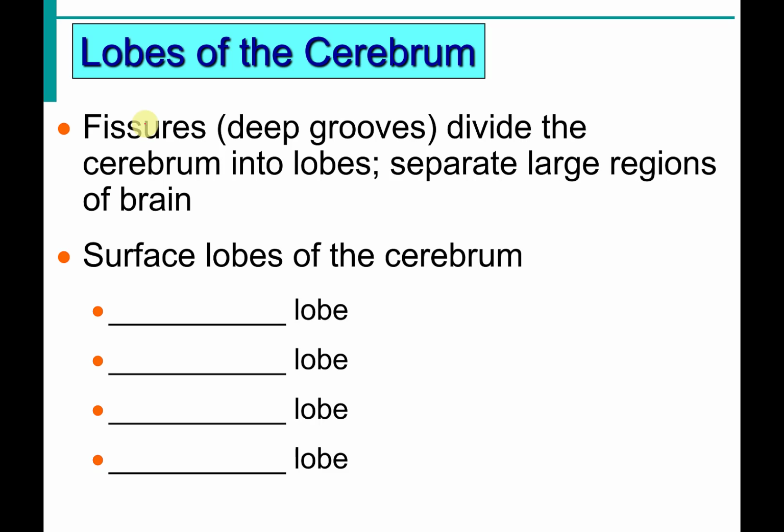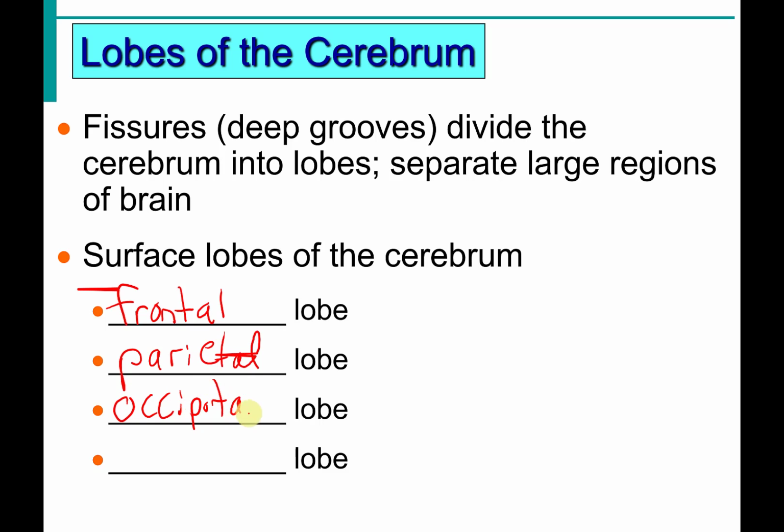So the first lobe is called the frontal lobe. And of course, the frontal lobe is underneath which bone? Well, if you guessed the frontal bone, you would be correct. There is the parietal lobe. Under the parietal bones, there's the occipital lobe. And then there is the temporal lobe.